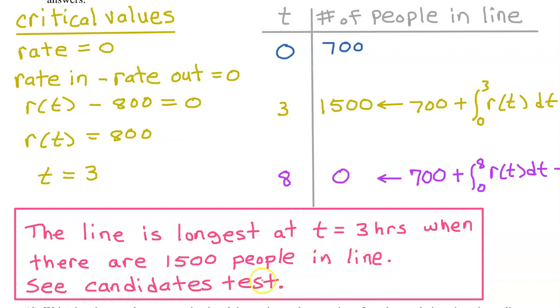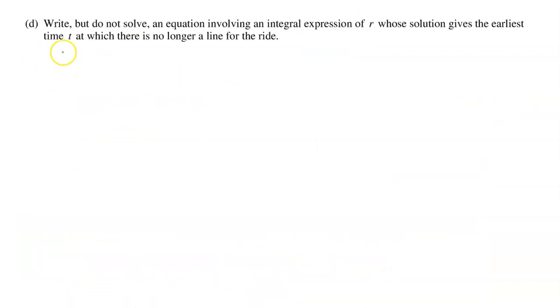See Candidates Test. Part D. Write but do not solve an equation involving an integral expression of r whose solution gives the earliest time t at which there is no longer a line for the ride.